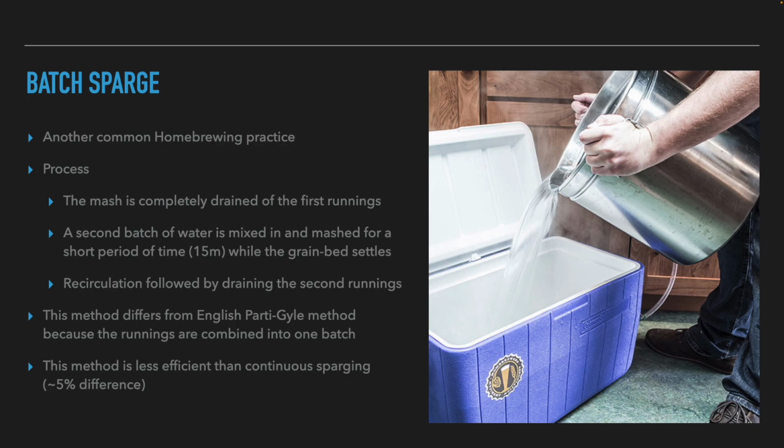The next method is batch sparge. This is another common home brewing practice. The process works by draining the mash completely. A second batch of water is added and mixed and left for about 15 minutes while the grain bed settles. Then recirculation is done again and the mash is drained again. This method is different from English parti-gyle because the runnings are combined to make the same beer. This method is less efficient than continuous sparging by about 5%.